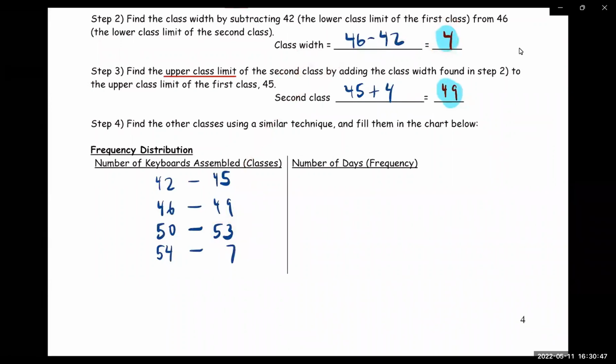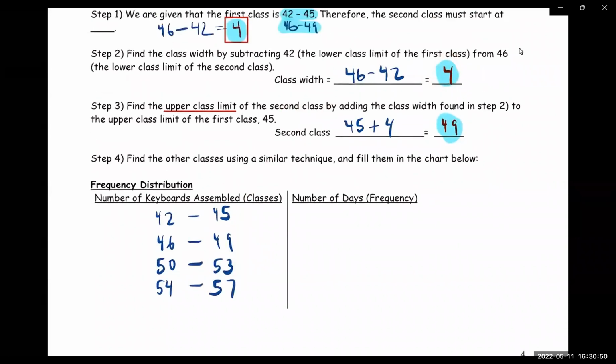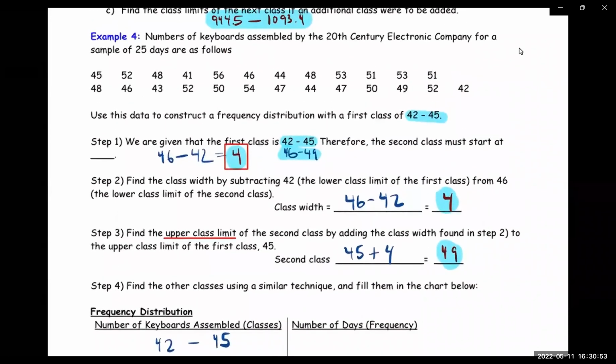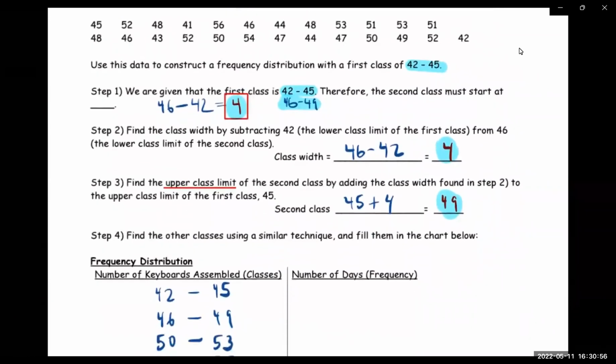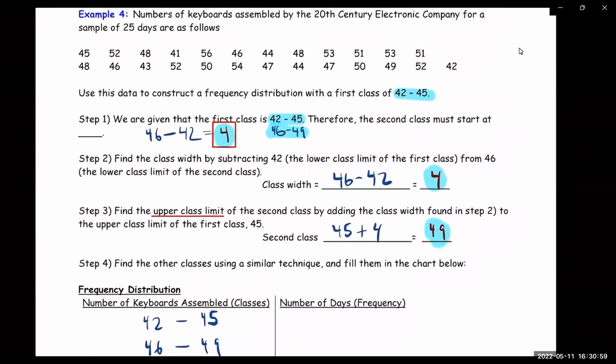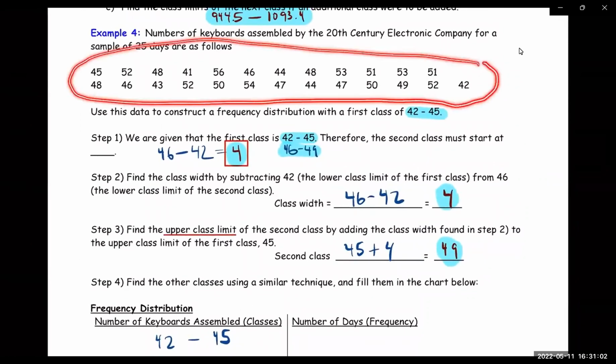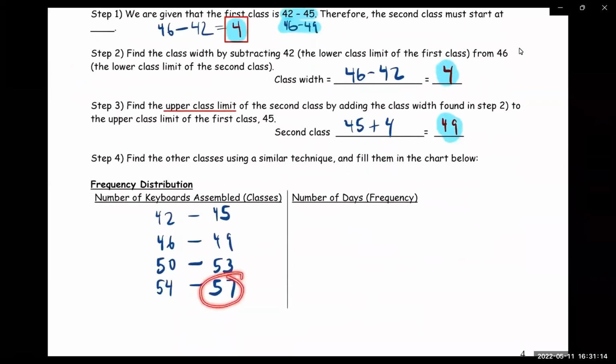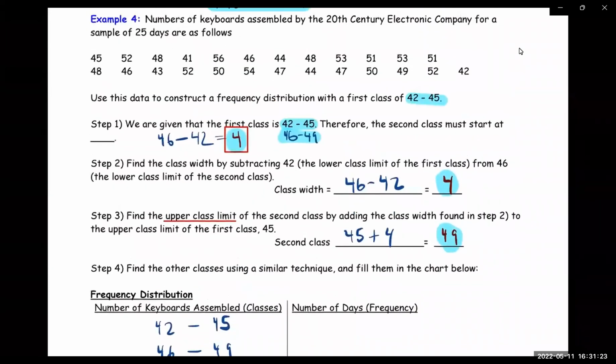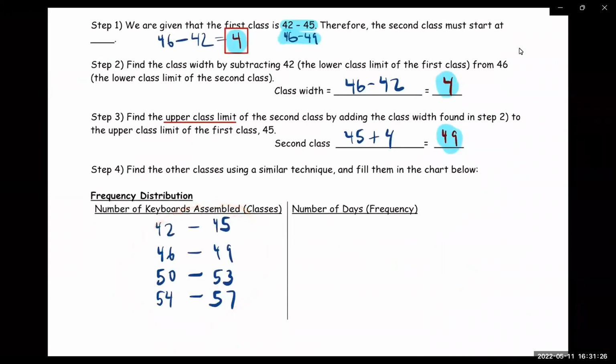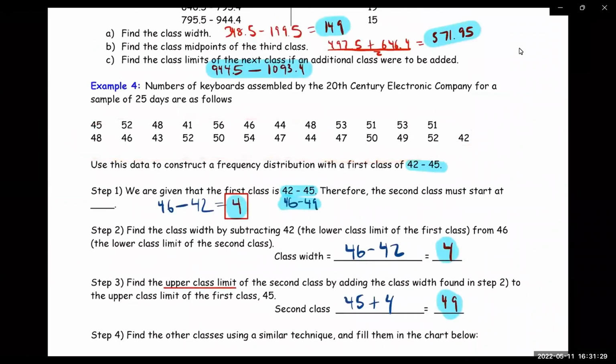And then you keep going until, do they tell us how many classes they want? They should tell us. Let's see. No, they don't tell us, but that's okay. All you have to do is look for the largest number. Anybody see what's the largest number you see here? I think 56. Yeah, I see 56 as the largest. That means we can stop because 57 is already bigger than 56. So that's how you determine how many classes you need. You just keep going until you reach the largest number and then you can stop.